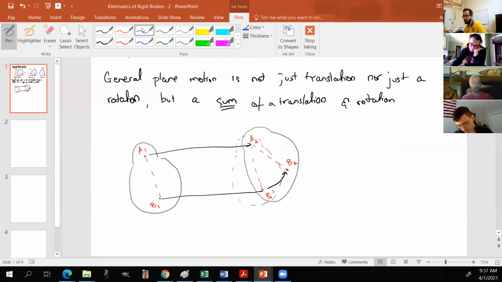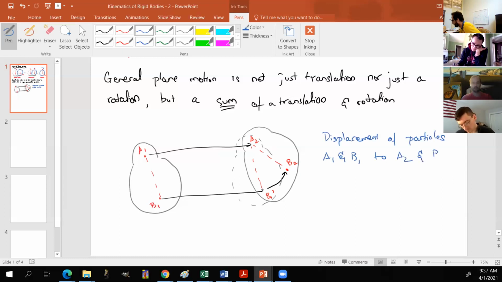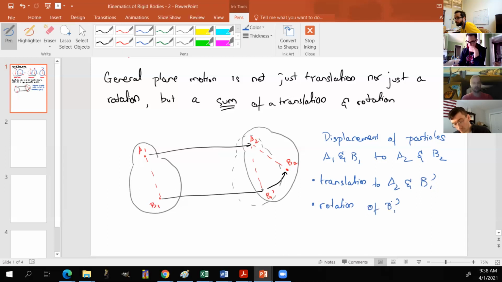So what we've seen in this rigid body motion is the displacement of all particles in the rigid body, right? So we have A1 and B1 to A2 and B2, right? So we have translation to A2 and B1 prime, and then we have rotation of B1 prime about this point, A2, to B2, right? So this is general plane motion for a general body, right?